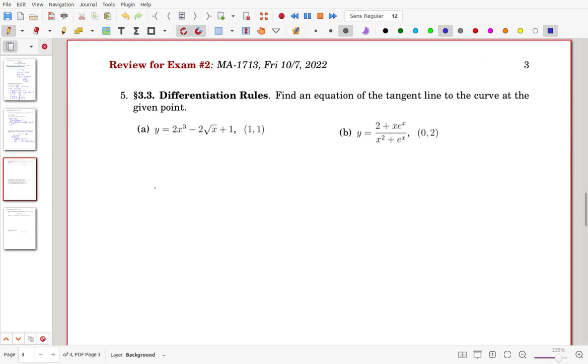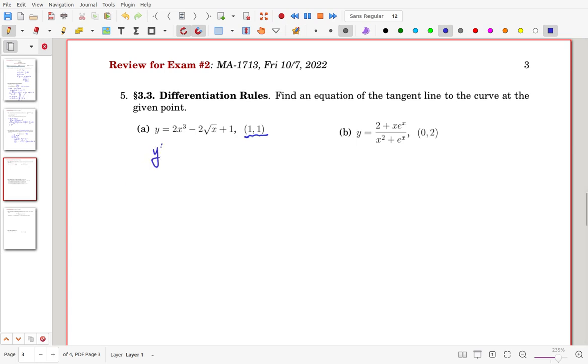Here, we'll use differentiation rules, especially product rule and quotient rule and so on. And we'll try to find an equation of a tangent line to the curve at a given point. So we have to find the slope. A point is given, and through differentiation, we can find the slope.